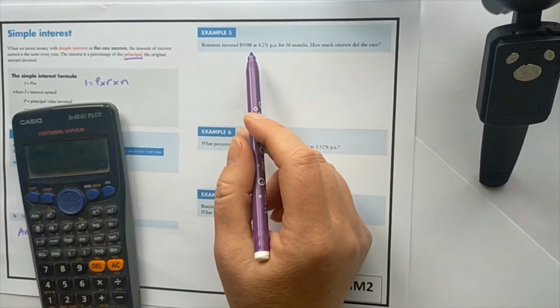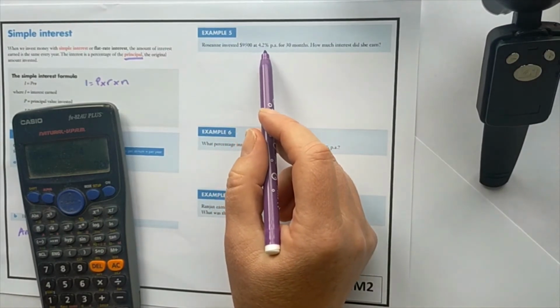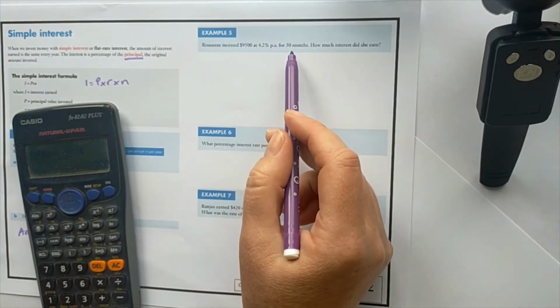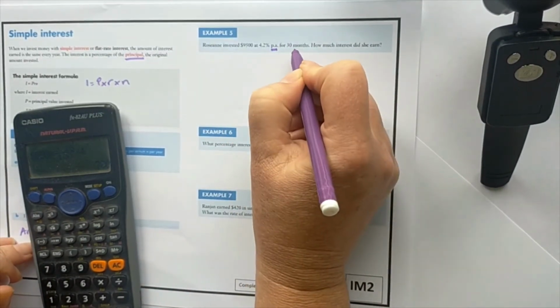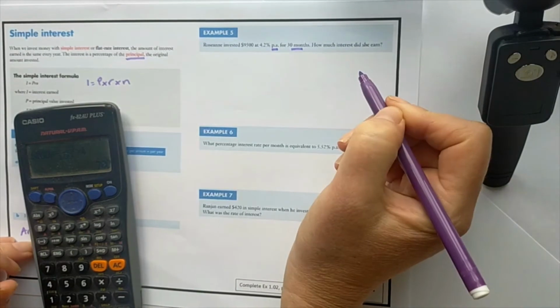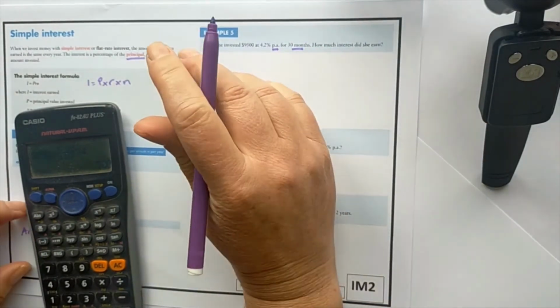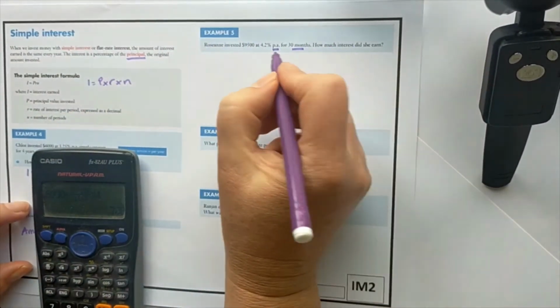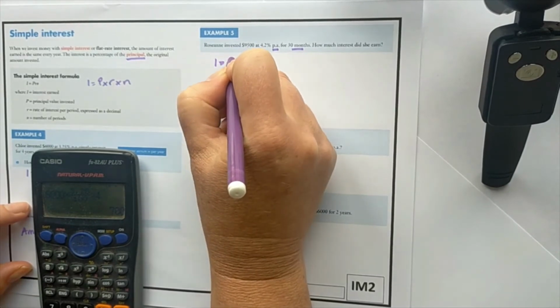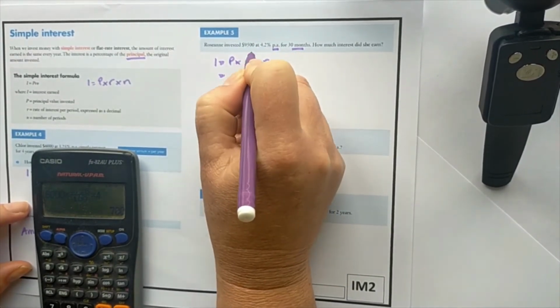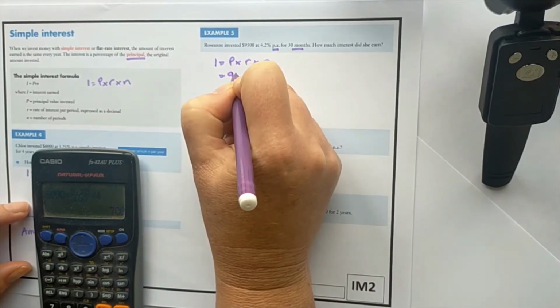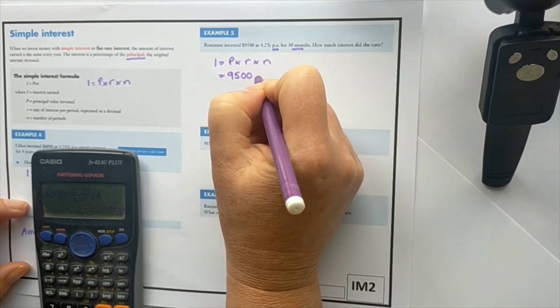If we have a look over here at the next example, example 5, Roseanne is investing $9,500 at 4.2% per annum for 30 months. So this is a bit different. This is per annum, but this is 30 months. How much interest did she earn? We're still going to use our formula, I equals P times R times N. Our principal is 9,500.